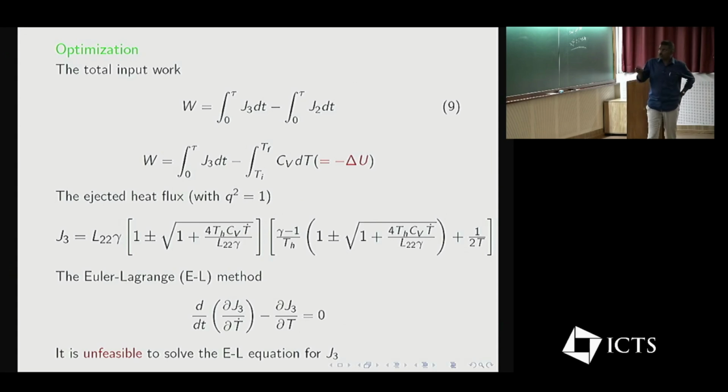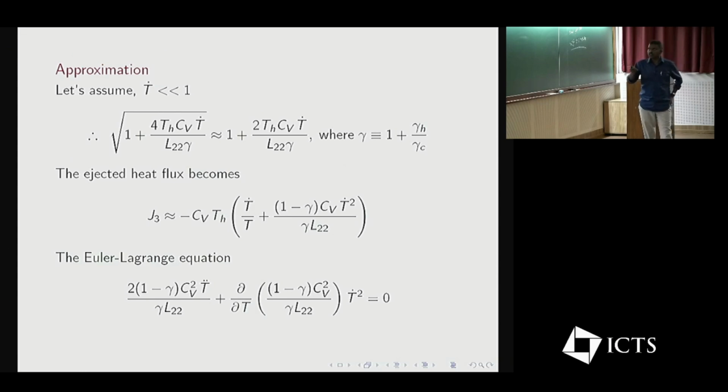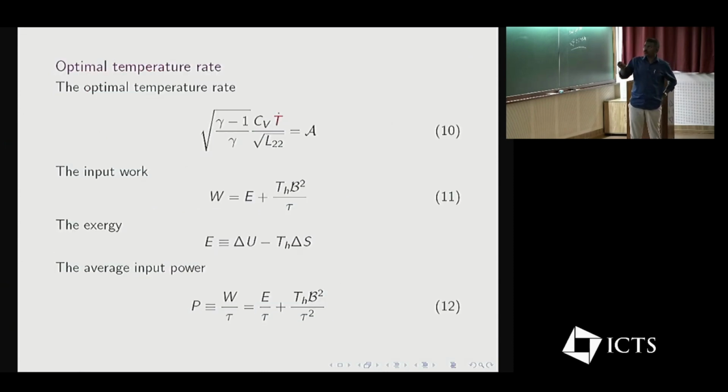And in order to minimize this input work, we use the Euler-Lagrange method. So this is the J3 for our system. Look, it is difficult to solve the Euler-Lagrange equation for this heat flux. Therefore, we consider a simple situation where T dot is very, very small compared to 1, so that J3 becomes very simple. So we can solve this Euler-Lagrange equation. So this is the optimal temperature rate we get.